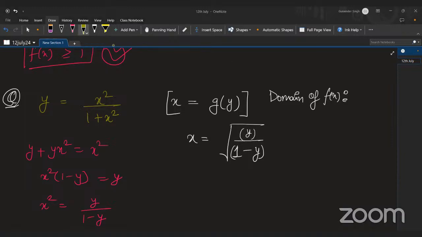No, I am asking domain, not range. Now tell me the domain. Currently, I am at domain. You need to find the domain first. So tell me what will be its domain? Gayatri, can you tell me?